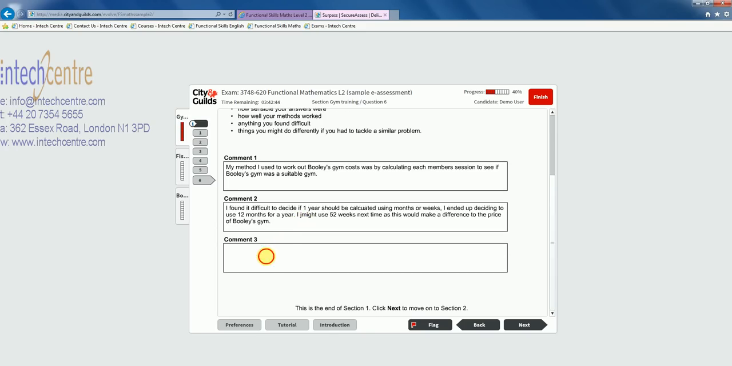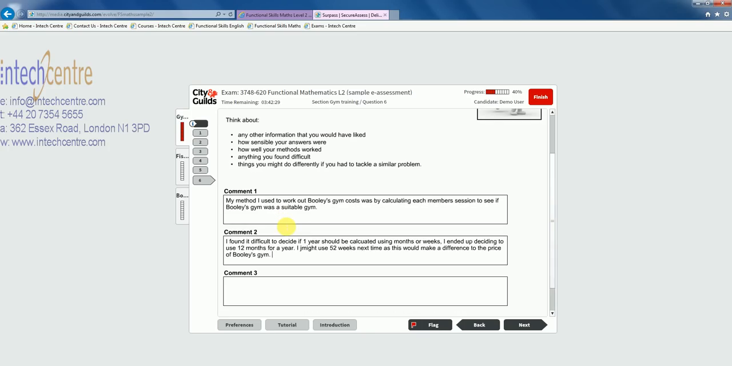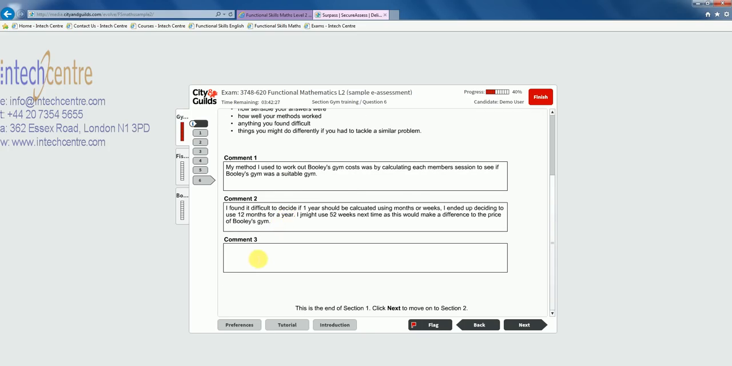Okay, so think about anything you might do differently if you had to tackle a similar problem. So you shouldn't write something like, I found this difficult, because, or I should have done this. It's about reviewing the task. So you need to write appropriate comments relating to the task.